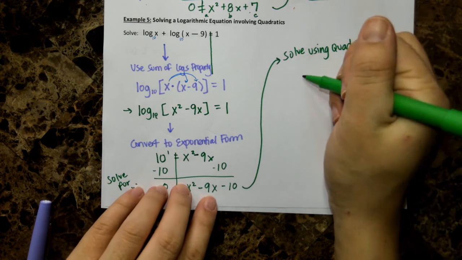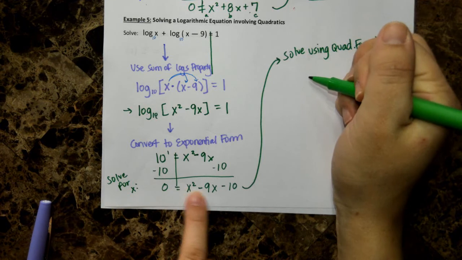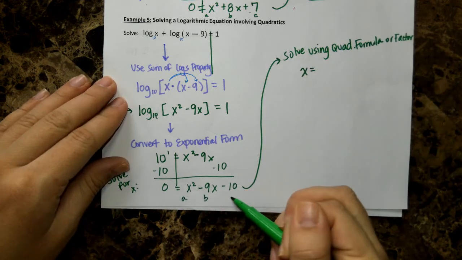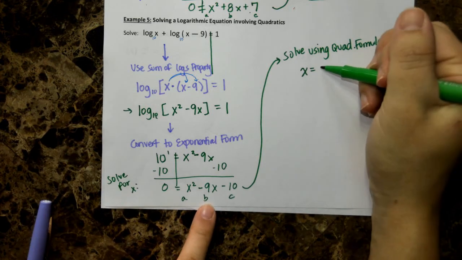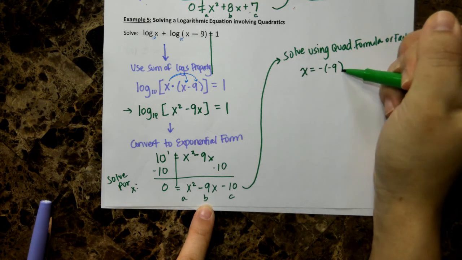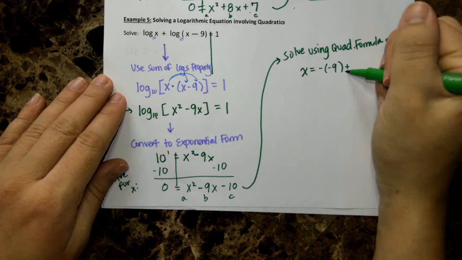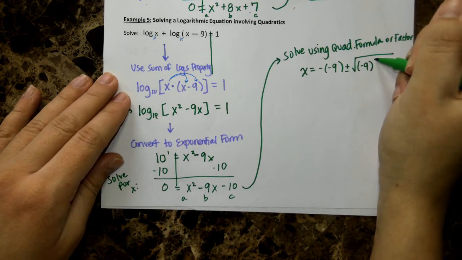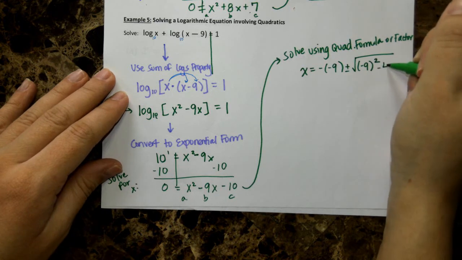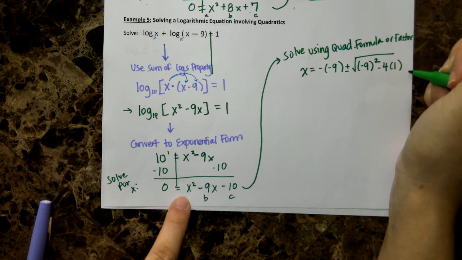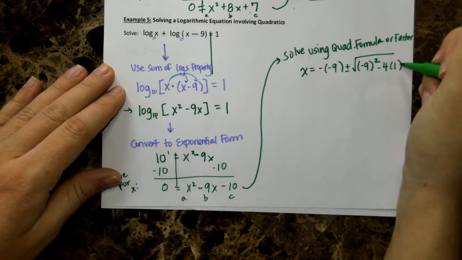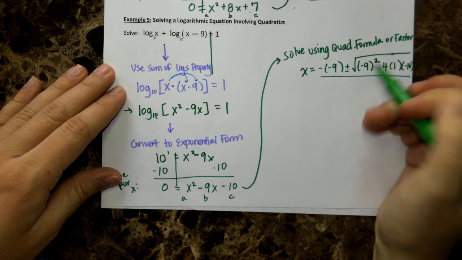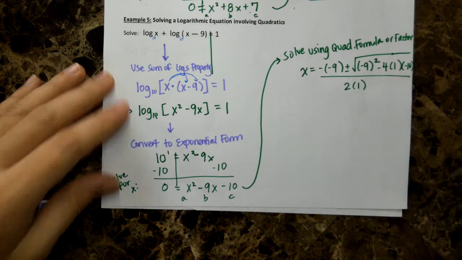And so I'm going to have two values for x, and that's going to be x equals, remember this is a, b, and c, negative b, which is going to be 9 because b is already negative, plus or minus the square root of b, which is -9, make sure you use parentheses, squared, minus 4 times a, which is 1 because there's no number in front of x squared, times c, which is -10. And the whole thing is over 2a, which is 2 times 1.